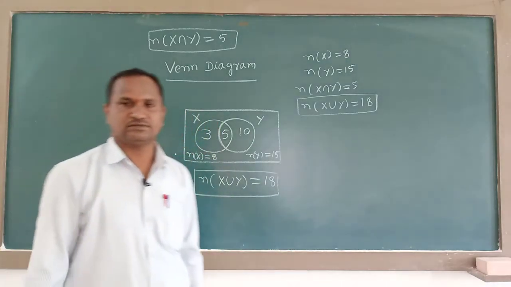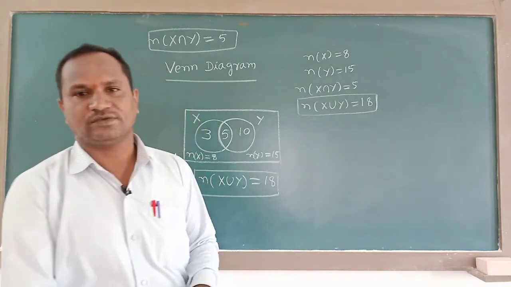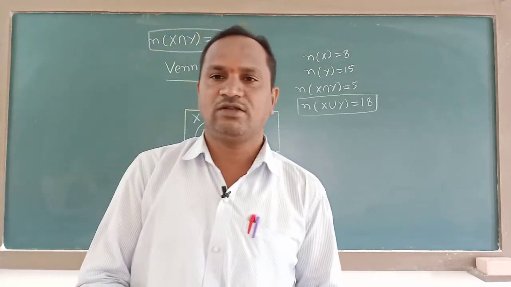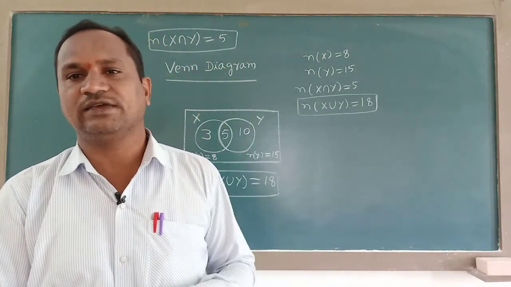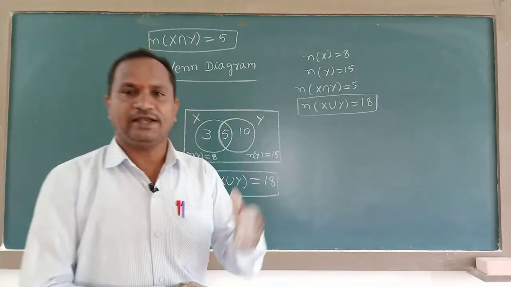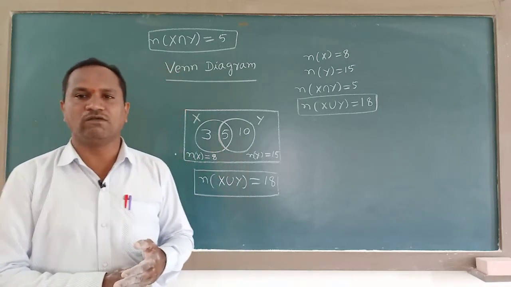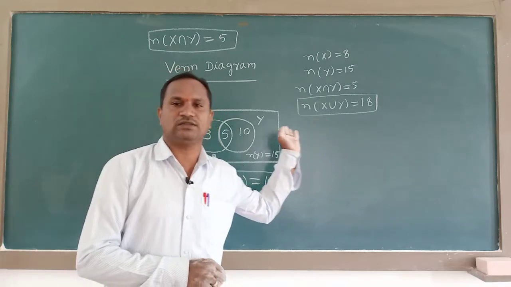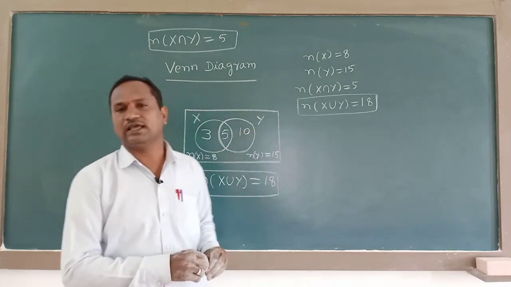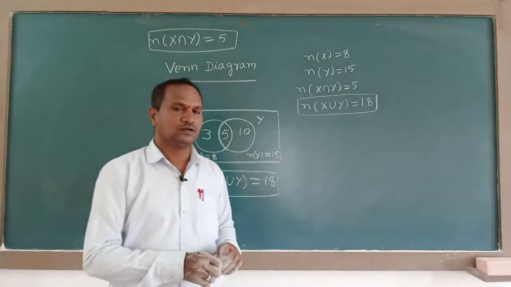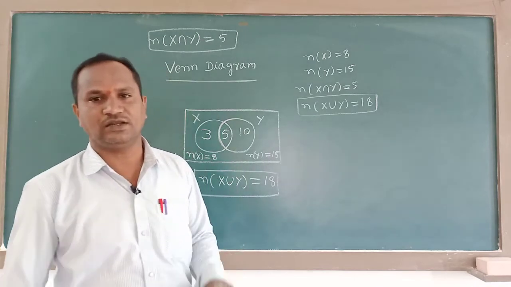In this question, n of X they gave, n of Y they gave, and n of X intersection Y we found. After finding the unknown value from known values, we must draw the Venn diagram. In that Venn diagram, we represent those elements. Now we are going to give you the answer for the third question.